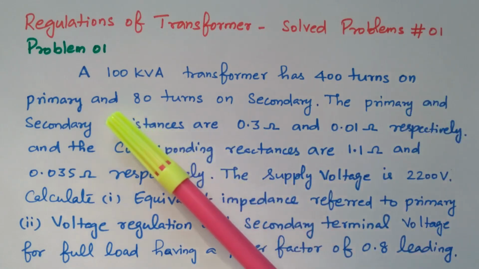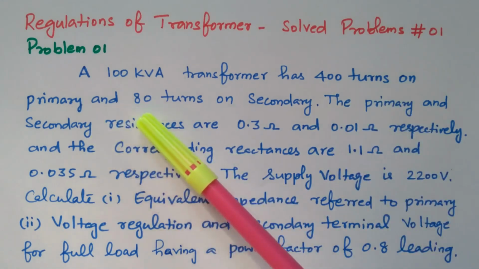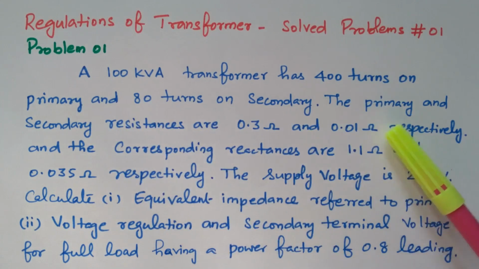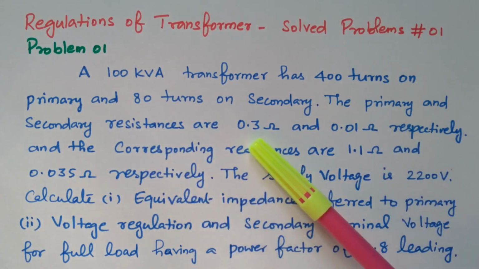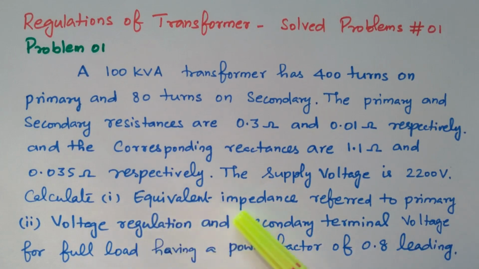We'll go to the problem. A 100 kVA transformer has 400 turns on the primary and 80 turns on the secondary. The primary and secondary resistances are 0.3 ohm and 0.01 ohm respectively, and the corresponding reactances are 1.1 ohm and 0.035 ohm respectively. The supply voltage is 2200 volts. Calculate the equivalent impedance referred to the primary, voltage regulation and secondary terminal voltage for full load having a power factor of 0.8 leading.